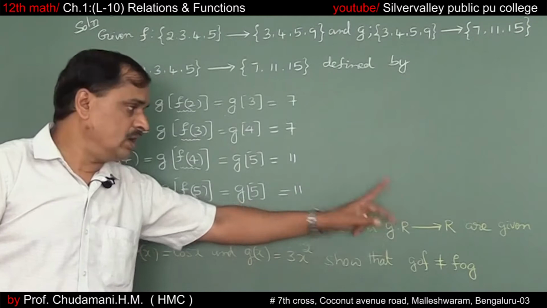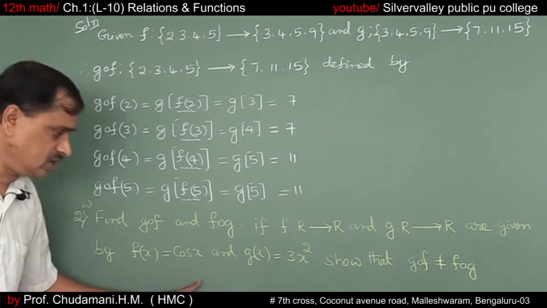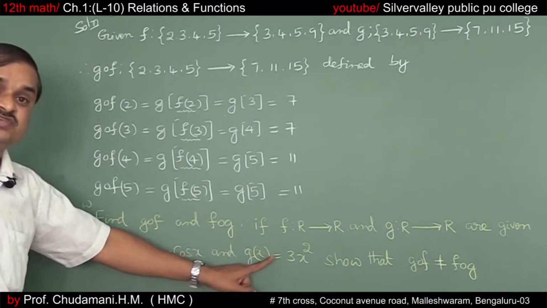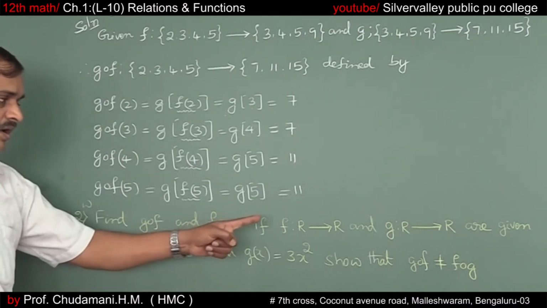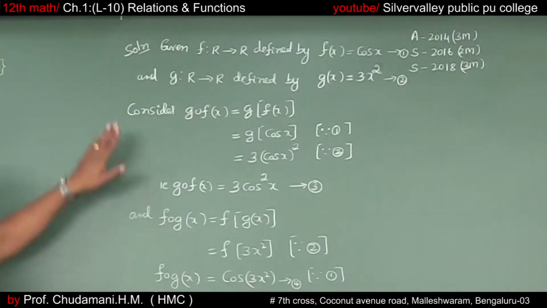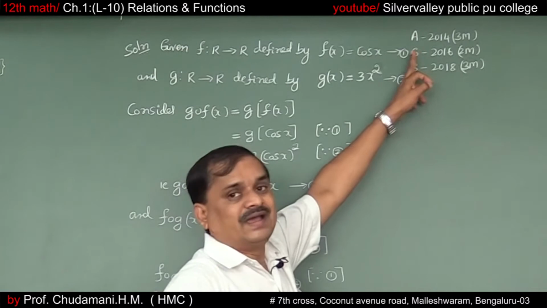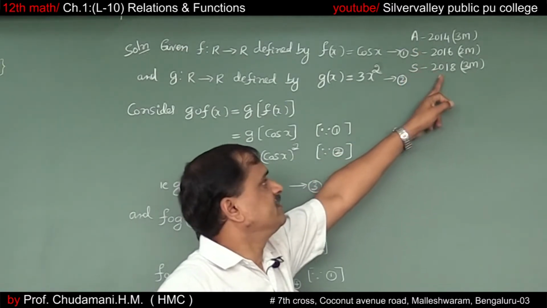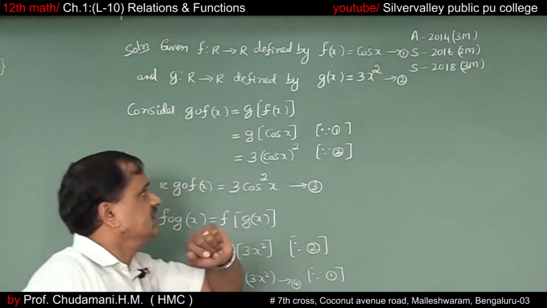The second one, find GOF and FOG if f from real numbers to real numbers and g from real numbers to real numbers are given by f of x is equal to cos x and g of x is 3x square. Show that GOF not equal to FOG. Solution. This question appeared thrice: annual 14 and supplementary 18 in 3 marks, supplementary 16 in 2 marks actually.